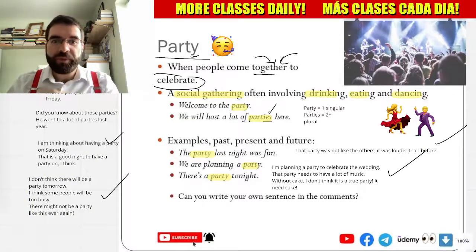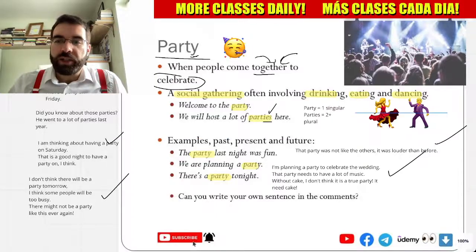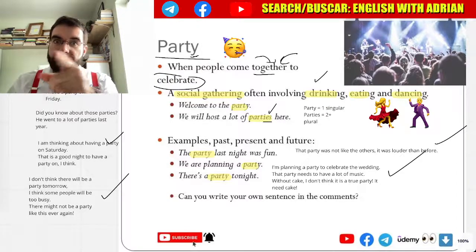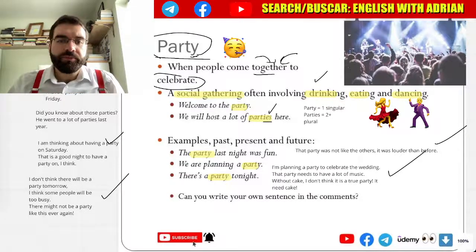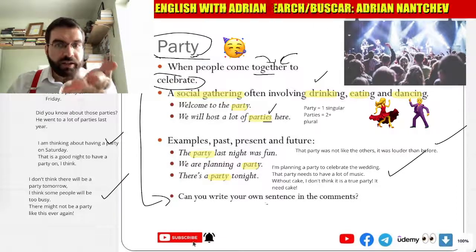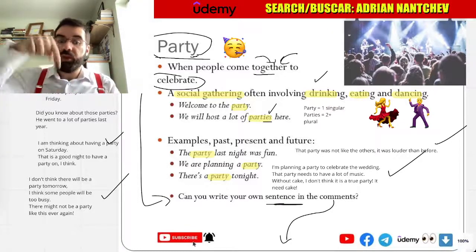How cool is that? So, a party where people come together and celebrate. Drinking, dancing, eating. Yeah. How cool is that? So, party. Now, can you write party in a sentence and put it in the comments below?